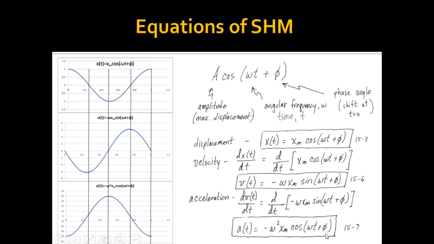Later in the presentation, we'll show you an Excel spreadsheet that mathematically calculates these equations, stepping in increments of 0.001 seconds, and graphs them for us so that we can plug in numbers for x max, omega, and phi, and see what the corresponding displacement, velocity, and acceleration graphs look like.